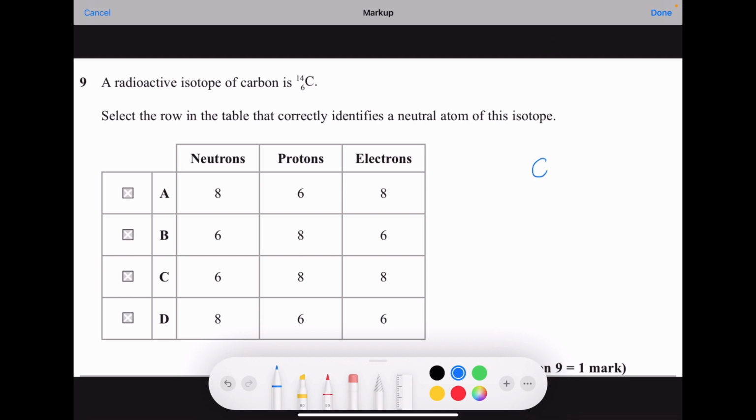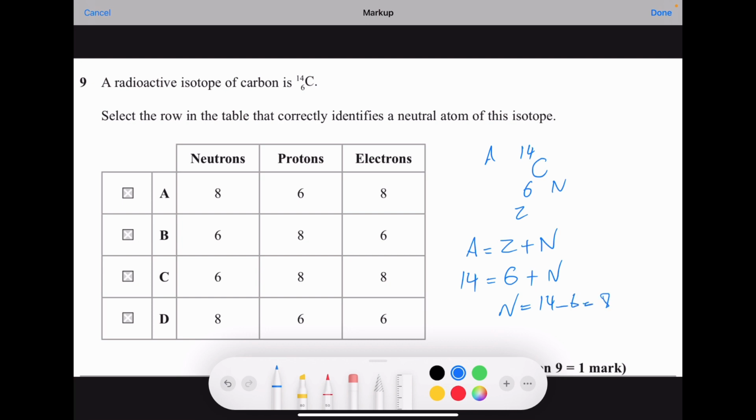For C-14 (6 protons, 14 nucleons), the mass number is A, the number of protons is Z, and the number of neutrons is N. The formula is A equals Z plus N. The mass number is 14, the number of protons inside the nucleus is 6, plus N. So N, the number of neutrons, is 14 minus 6, which equals 8.